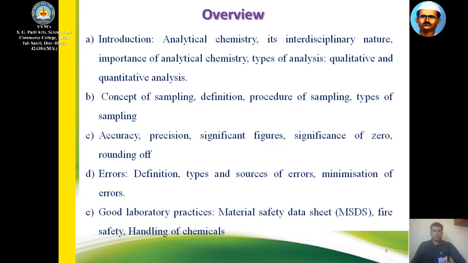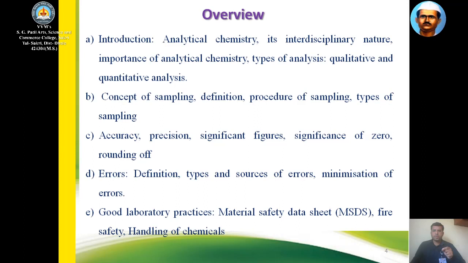Some errors are man-made errors, some are electronic errors, some are instrumental errors, some are environmental errors, because some errors cannot be managed by any human activity. If a person is colorblind, the output data depends upon what that person observes. Sometimes the meniscus is also wrongly identified by the observer, therefore some sort of error is also included in that system.